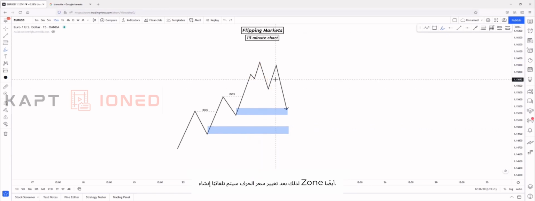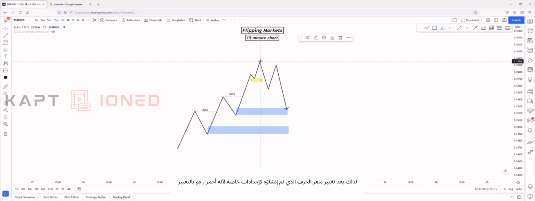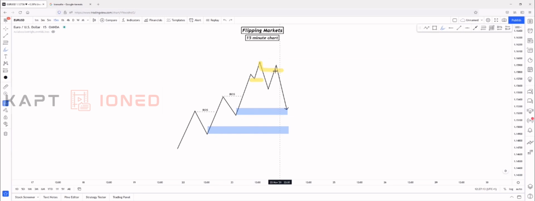So after a change of character, price will automatically create a zone, either a supply or demand zone. But we'll talk about change of character in the entry units. Okay, so after a change of character, price created a supply zone because it's a change of character to the downside. So this means supply is in control now. I will just draw a supply zone right here.